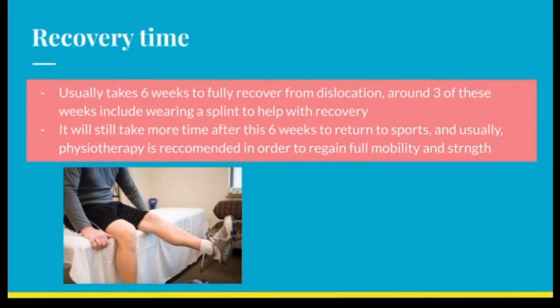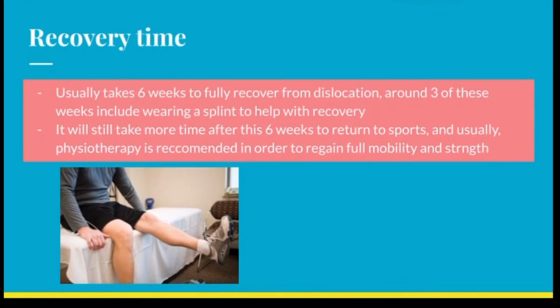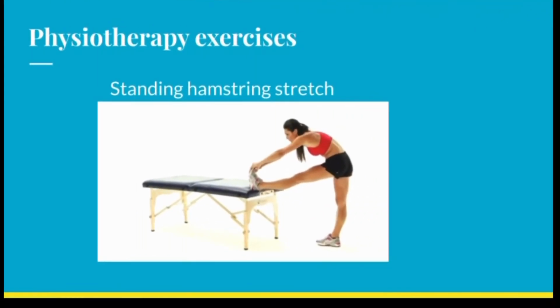It usually takes a patient around 6 weeks to fully recover from dislocating their patella, and around 3 of these weeks are usually spent wearing a splint in order to help with the recovery. However, it'll still take more time after the 6 weeks for the patient to return to sports, and usually physiotherapy is recommended in order to regain full mobility and strength. There are various physiotherapy exercises that are recommended to patients who have dislocated their patella.